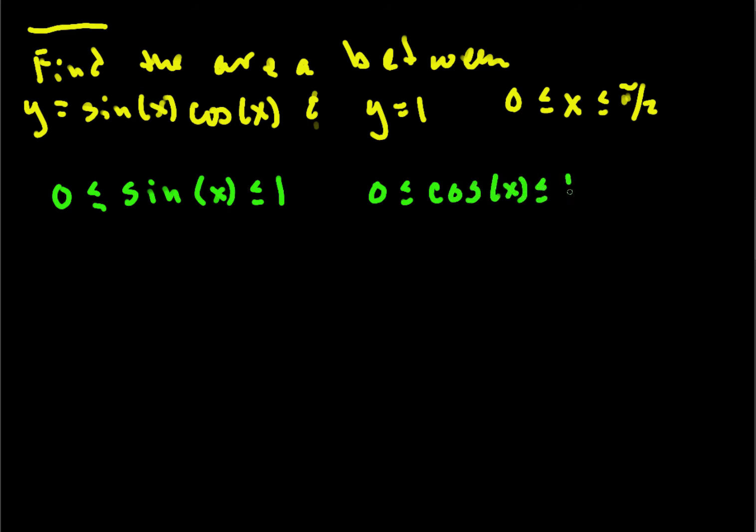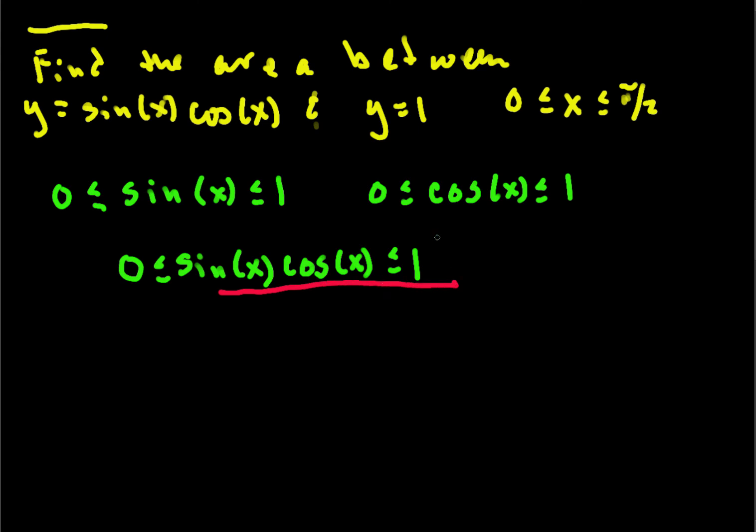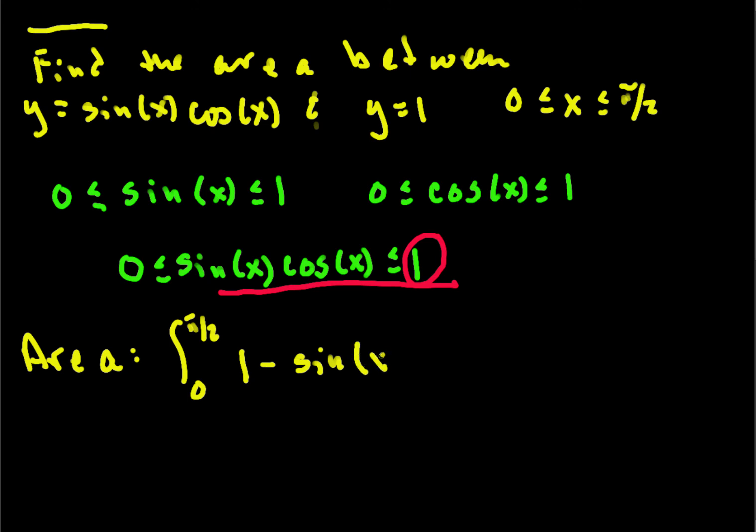And if that's true, then putting this together, since they're both positive and they're both less than 1, then sine of x times cosine of x is less than or equal to 1. It's also positive, but really the key fact that we want to know here is that this product is less than or equal to 1. So y equals 1 is the larger function, and so the area between the two curves will be given by the integral between 0 and pi over 2 of 1 minus sine of x cosine of x dx.